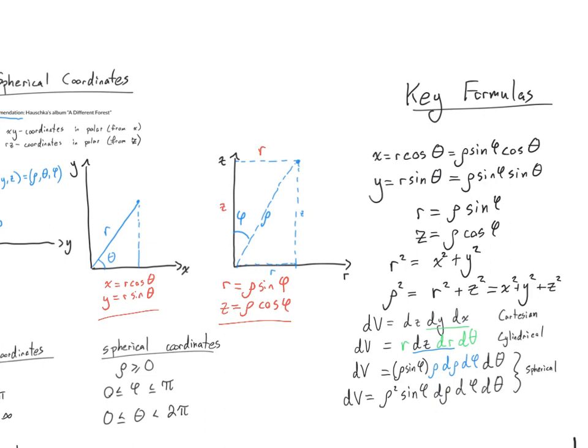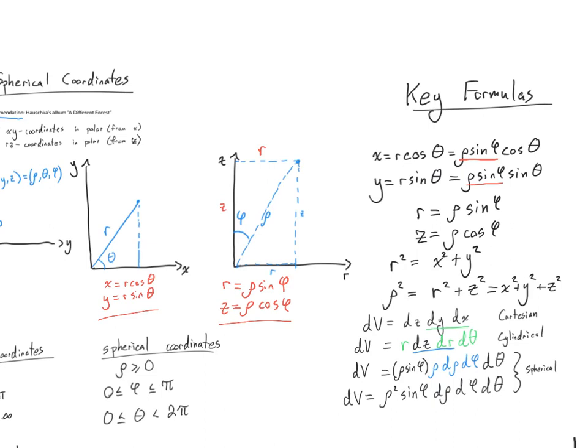So if you follow these key formulas over here on the right, if you remember x is r cosine theta, in spherical coordinates, you don't want that r to be there. You want everything to be in rho, phi, or theta. And so we'll replace r by rho sine phi to get r cos theta. And y is going to be rho sine phi, which is another r, sine theta.